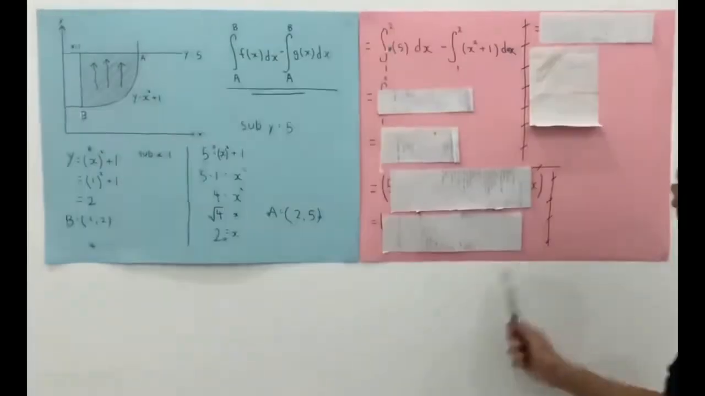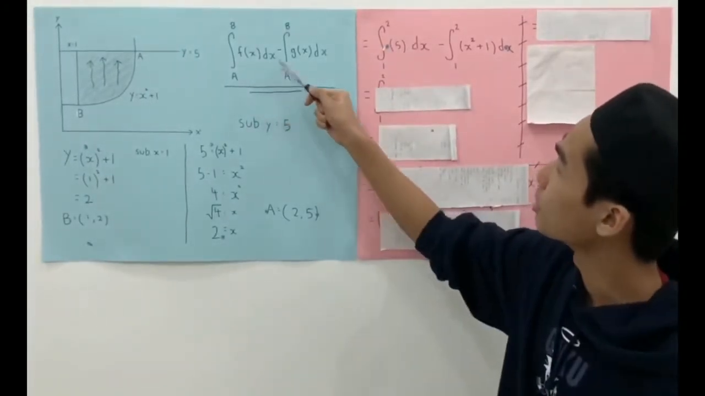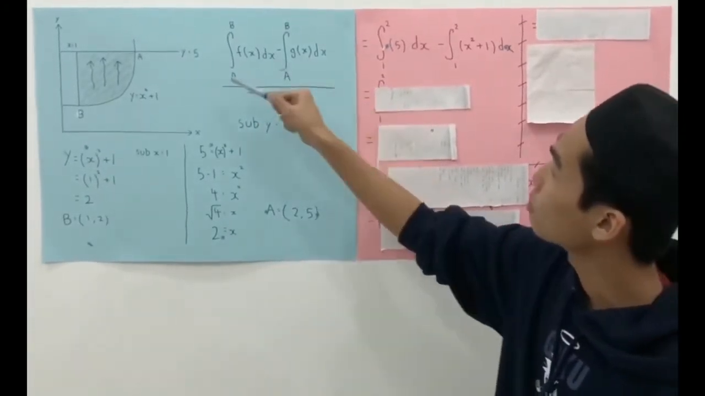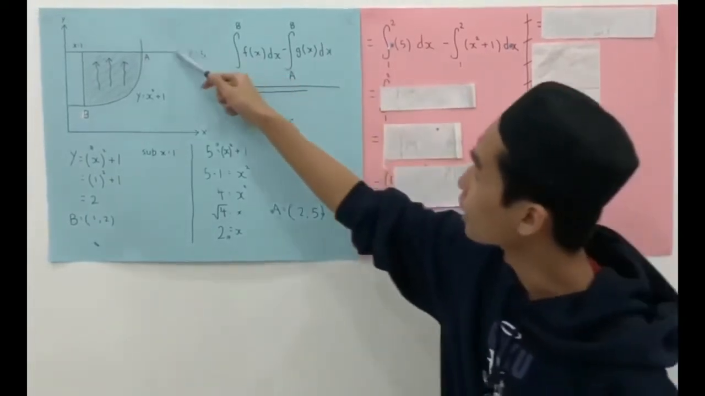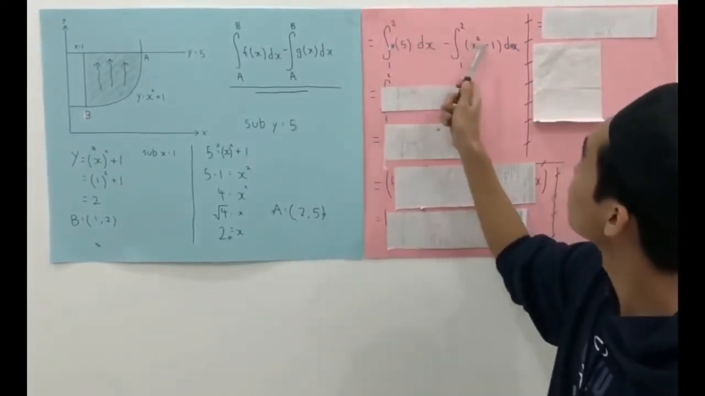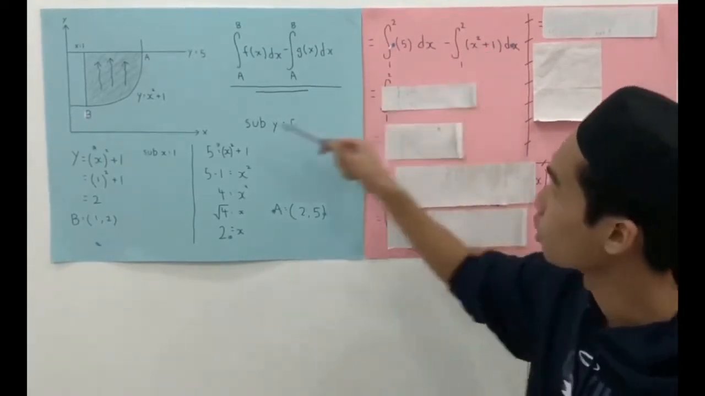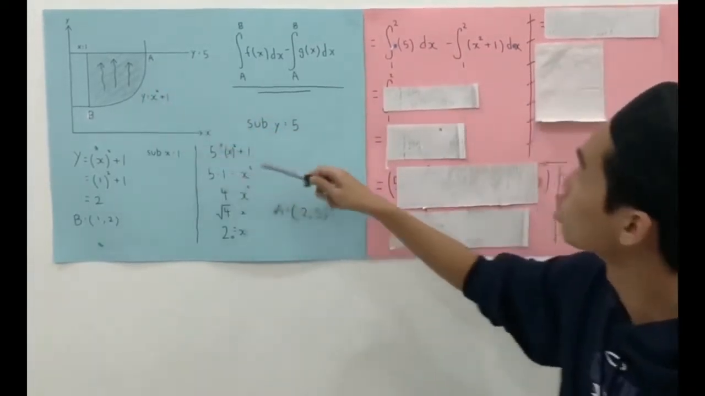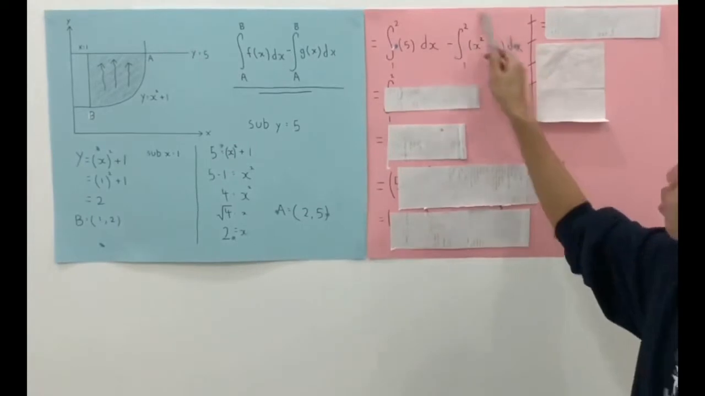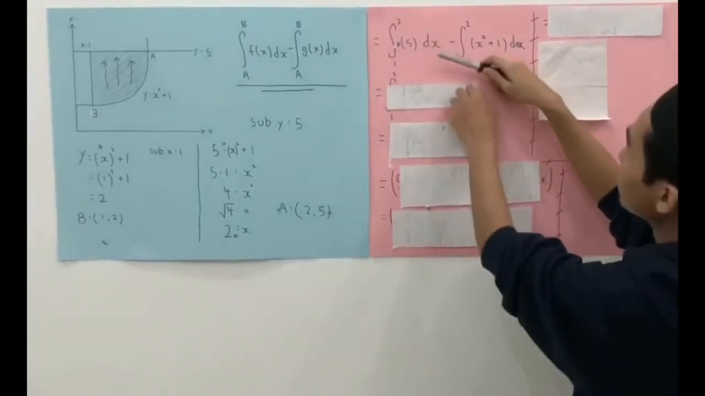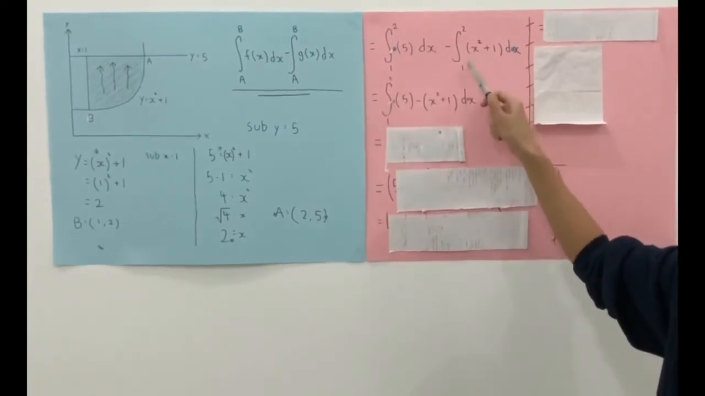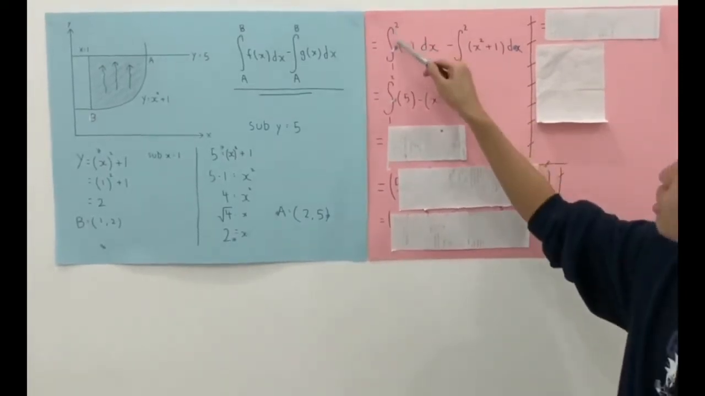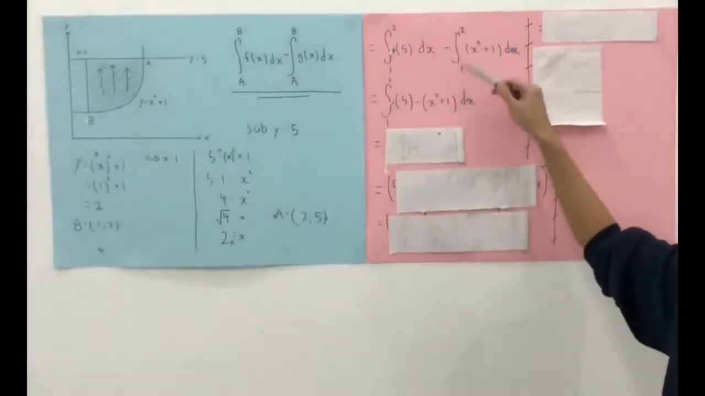Once we follow the formula, which is f(x) minus g(x), the upper is f(x) and the lower is g(x). So 5 minus g(x), x squared plus 1. Once you write it down, you can make it shorter by doing this: you just do this minus this, the x over here, and the integral sign over here. This and this are the same thing.